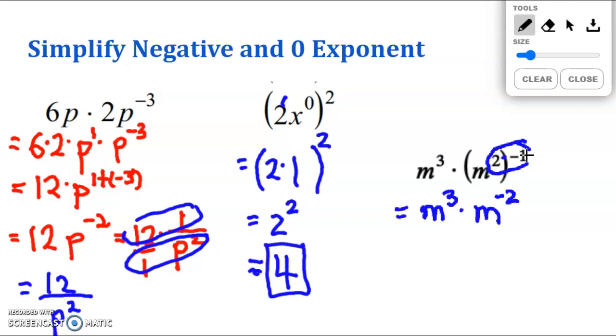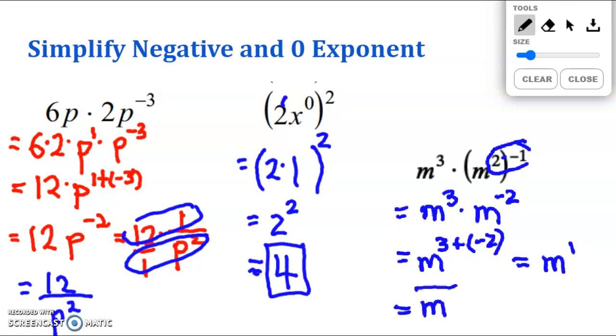Okay, and now in this case, we can use the product rule and say that m to the power of 3 multiplied by m to the power of negative 2, since the bases are the same, is the same as just adding the exponents, so that becomes 3 plus negative 2. Okay, what is m to the power of 3 plus negative 2? That's the same as 3 minus 2, which is just 1. So the final answer is just m. Okay, see how much this just became m. It just looked so much simpler.